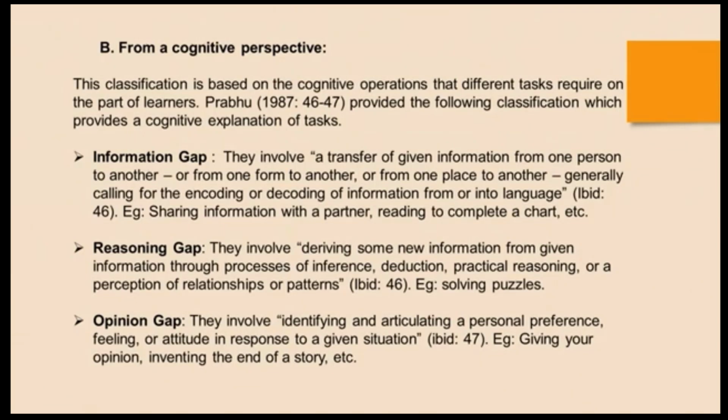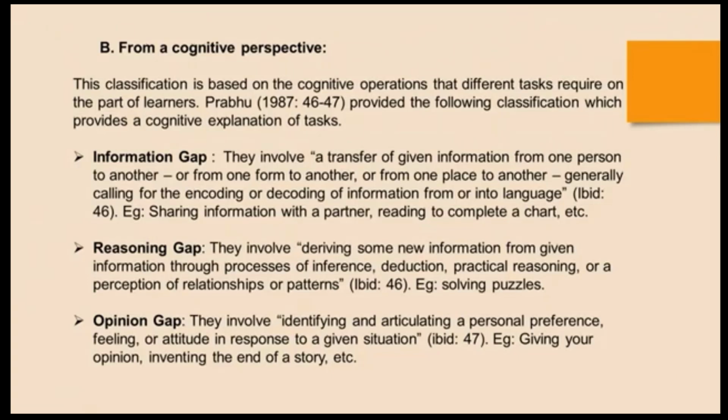The first one is information gap. That is, these tasks involve a transfer of given information from one person to another, or from one form to another, or from one place to another, generally calling for the encoding and decoding of information from or into language. These are the tasks that involve sharing information with a partner or reading to complete a chart, or any task that involves transferring information.